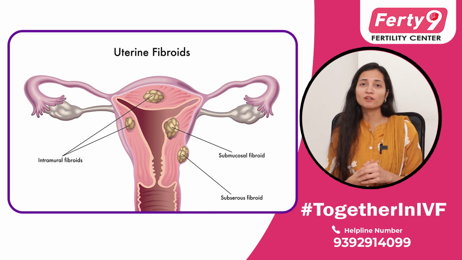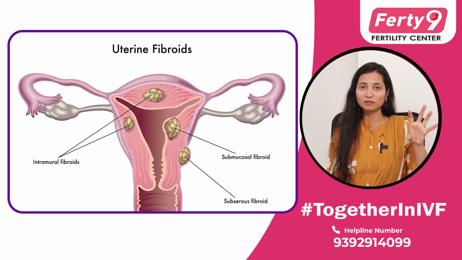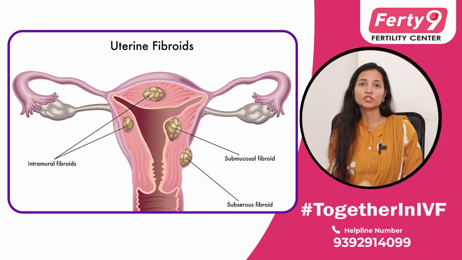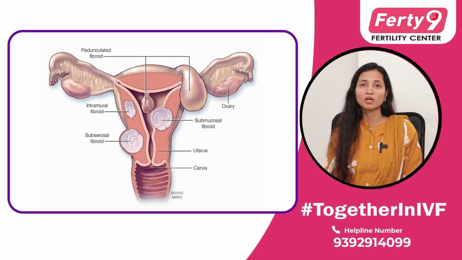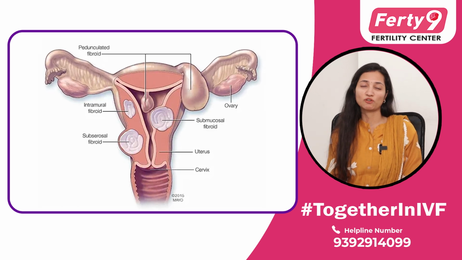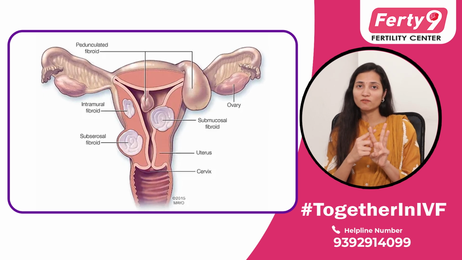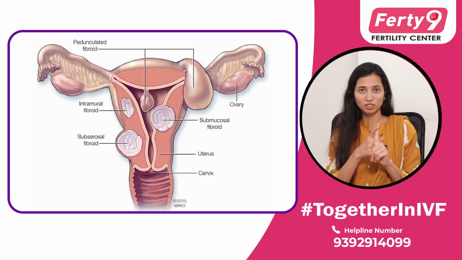Second, we have the intramural fibroids. These intramural fibroids are totally confined to the middle layer, that is, the uterine musculature. They are not greatly pushing on the cavity. Last are the subserosal fibroids. These subserosal fibroids are mostly towards the external aspect of the uterus.